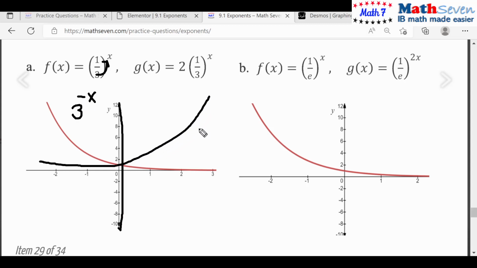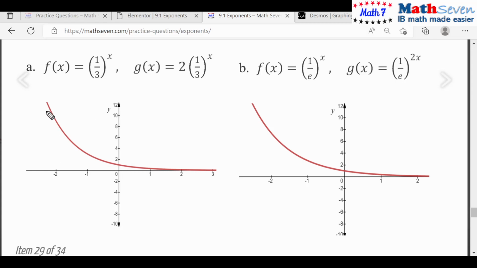Okay, but this is 3 to the power of x, and 3 to the power of minus x gives me this one, the one in red. So now I know it is this one. Okay, now when you multiply the graph by 2, what happens? We get a vertical stretch. What does vertical stretch mean?